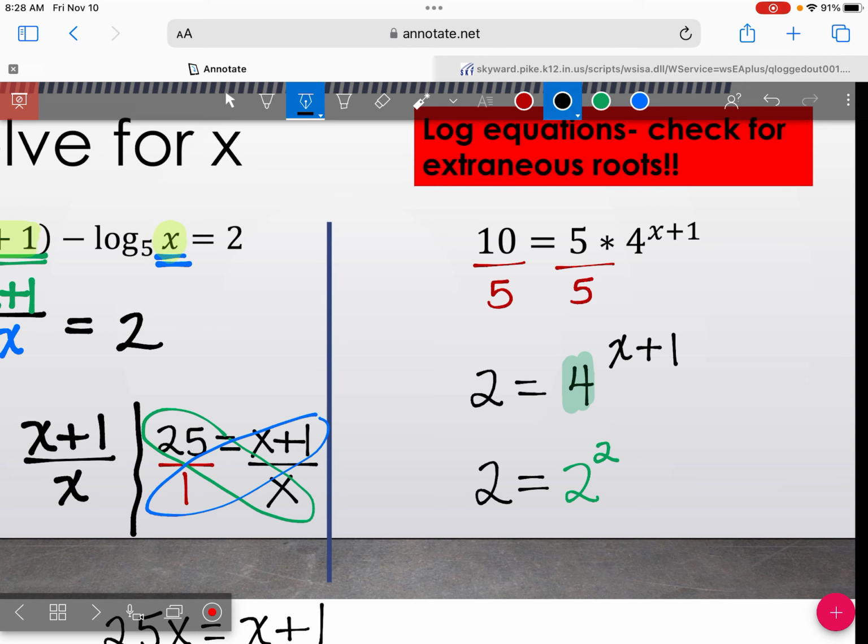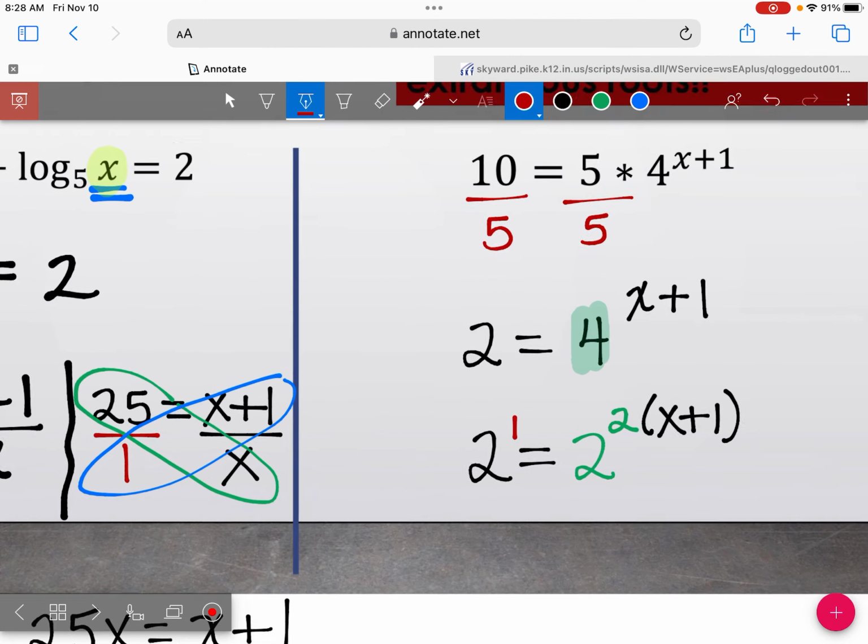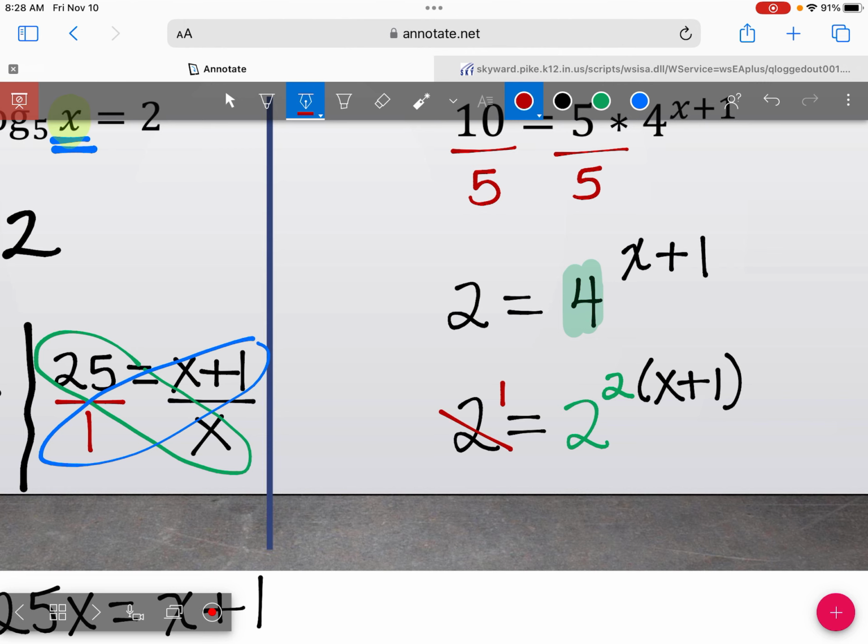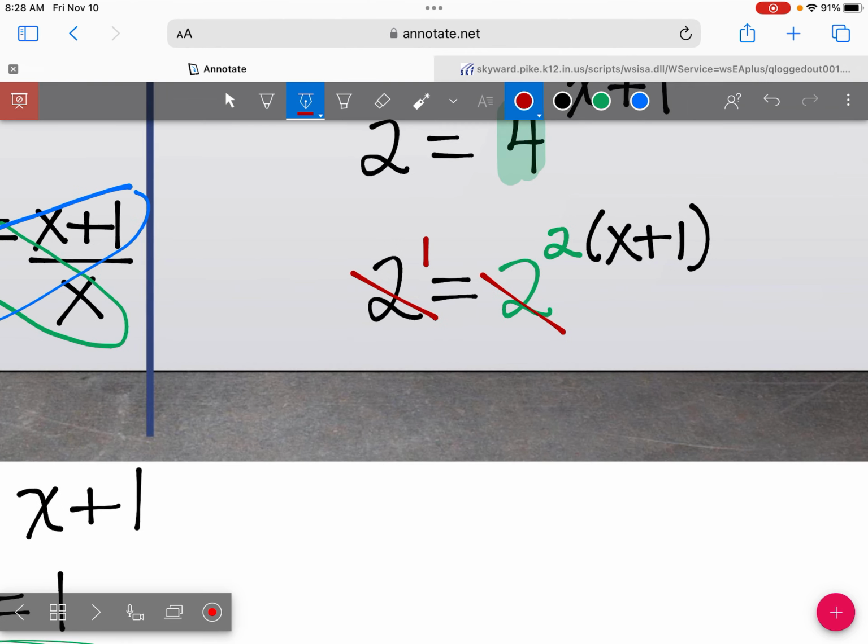And then x plus 1. Now, right now, this 2 does not have a power. But what is the power that's right here? 1. Let's go ahead and write that in. So when you cross out the base, I'm left with 1 equals 2 times x plus 1. Go ahead and solve that.